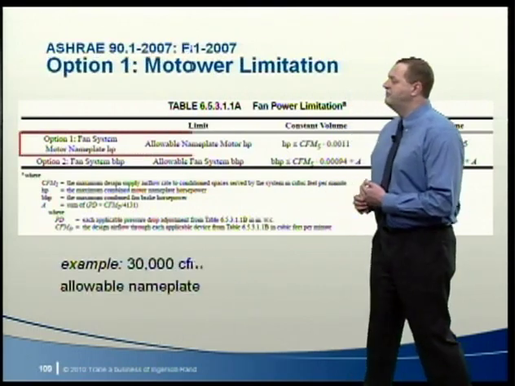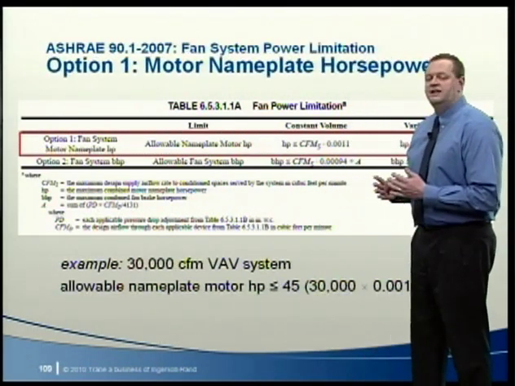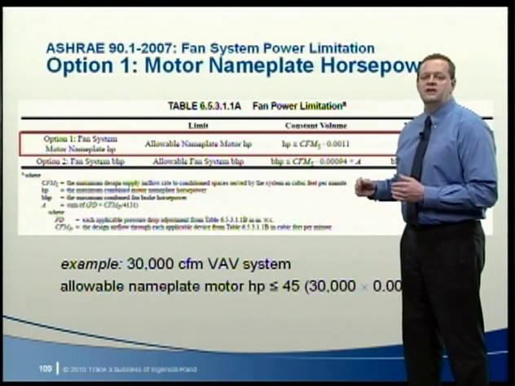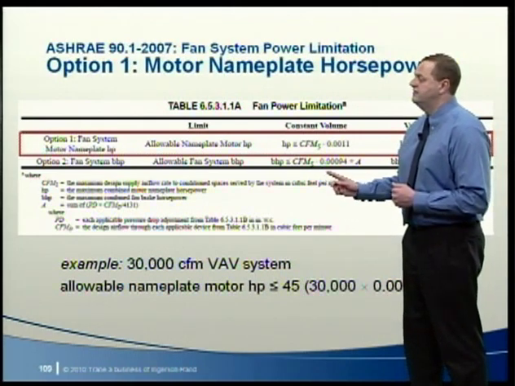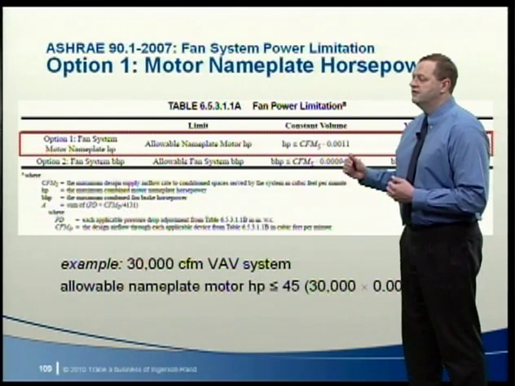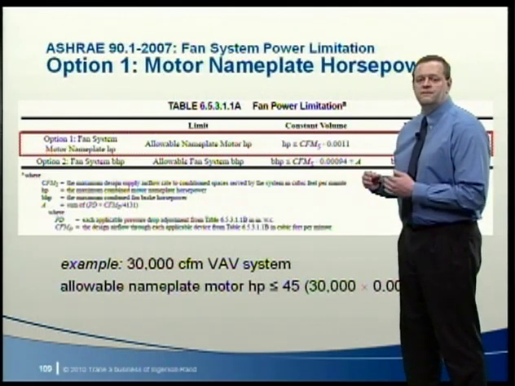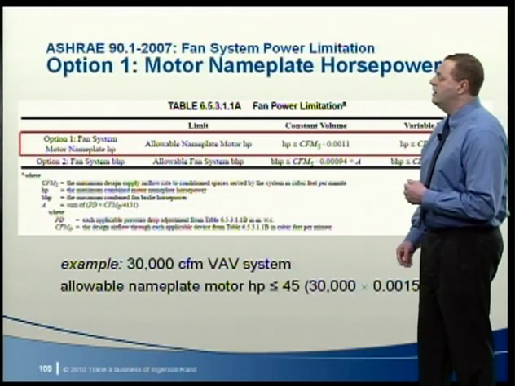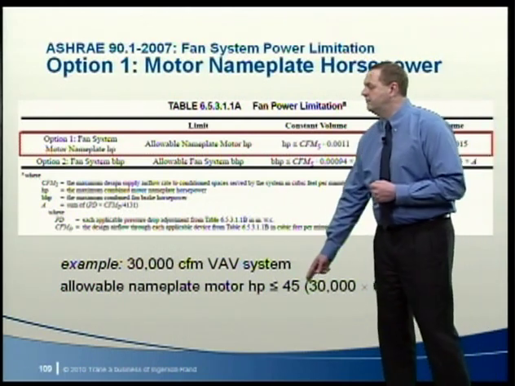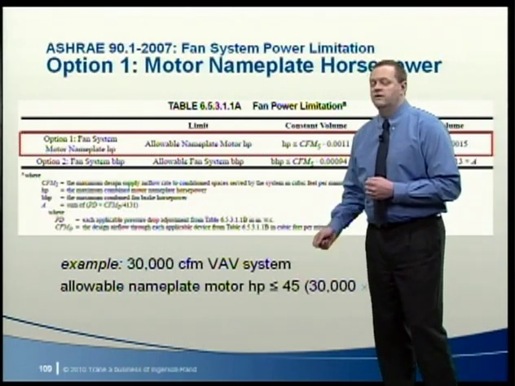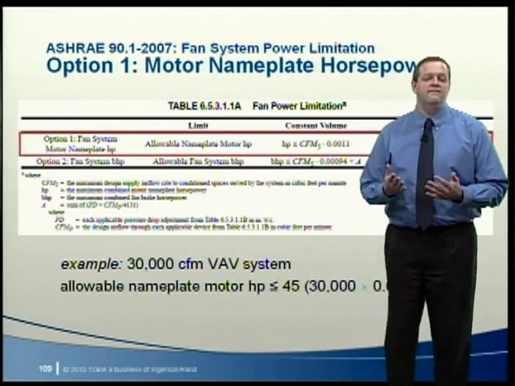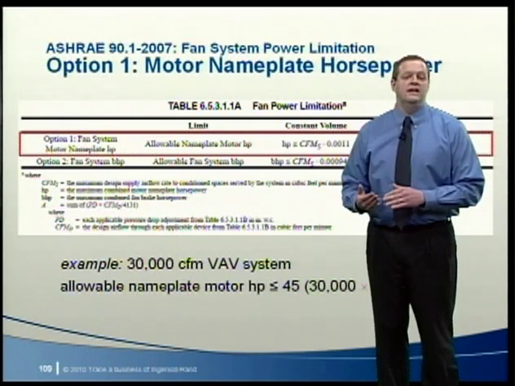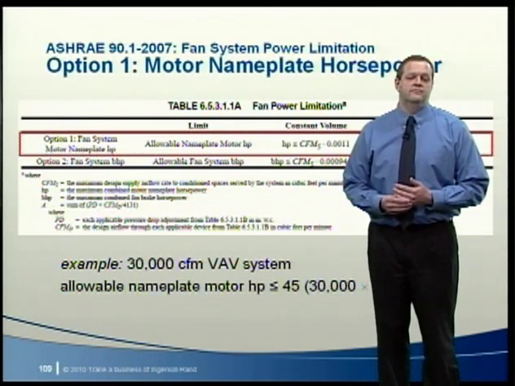To comply using Option 1, the sum of the nameplate motor horsepowers for all fans that operate at peak design conditions must be no greater than the value listed in the table. For example, if the design supply airflow for a VAV system is 30,000 CFM, the total allowable nameplate motor horsepower is 45. For a VAV system, this would include the supply fan and possibly either a return fan or a relief fan if it operates at design cooling conditions.